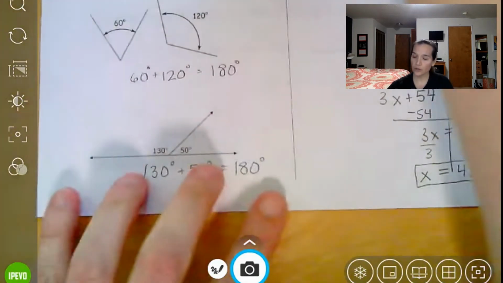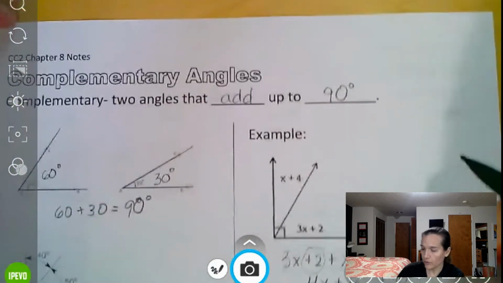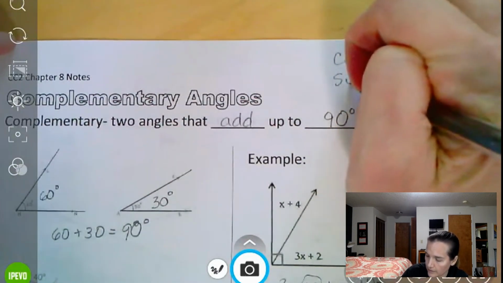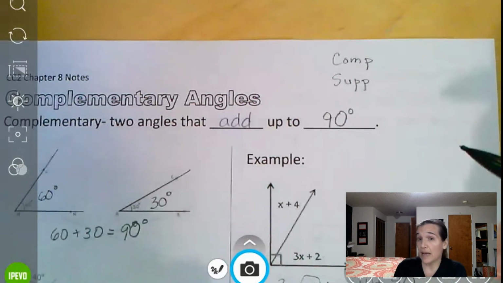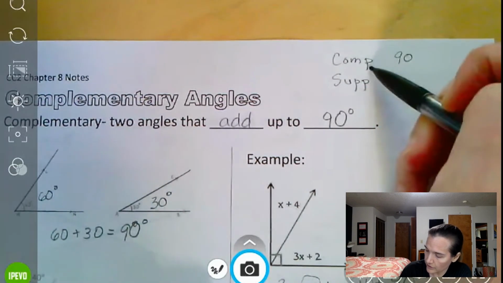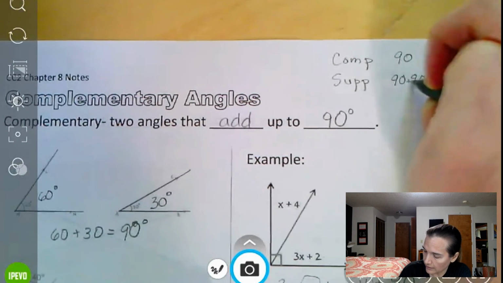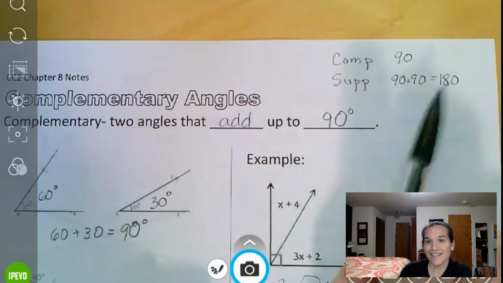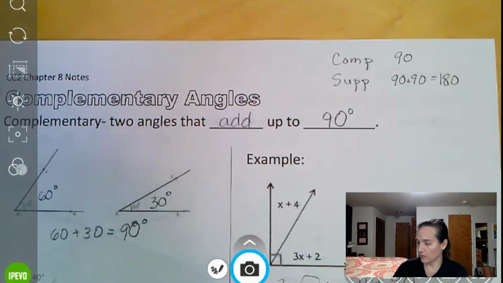I do have one little trick for you to help you remember complementary and supplementary. If you notice the word complementary has one P in it, supplementary has two P's. The P's to me look like backwards 9s. So complementary is 90 degrees, just one of the 9s. Supplementary is another 90 and 90, or 180. The one with the two P's is bigger. The one with the one P is smaller. And again, those are 90 and 180.